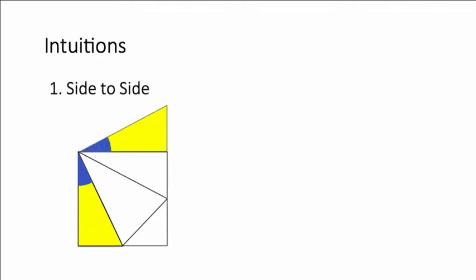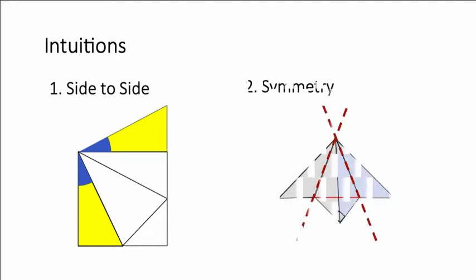First, we'll review the intuitions that we have talked about in our last lecture. The first one is the side-to-side intuition that will happen in squares. We've also talked about the symmetry in triangles.